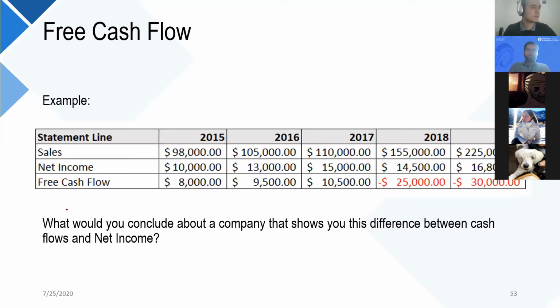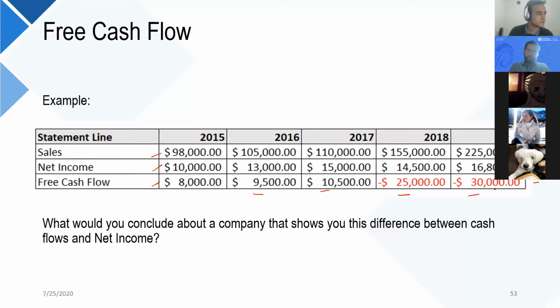See this example here, you have your sales, you have your net income, and then you have your free cash flow. This is just an imaginary company. You have just sold 98,000 pesos this year, and then you have a net income of 10,000 pesos, and you have a free cash flow lower than your net income. You have lower cash flow than your net income each period, and then you have a huge difference between your free cash flow and your net income.